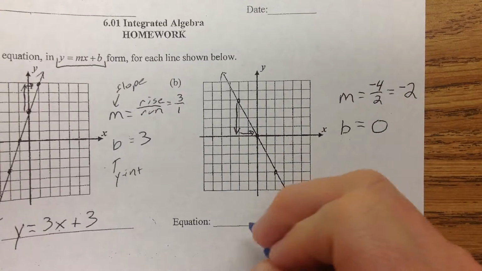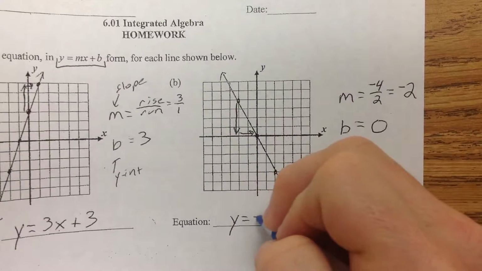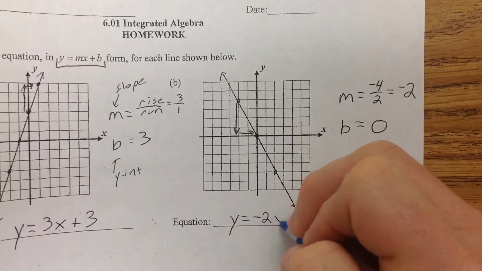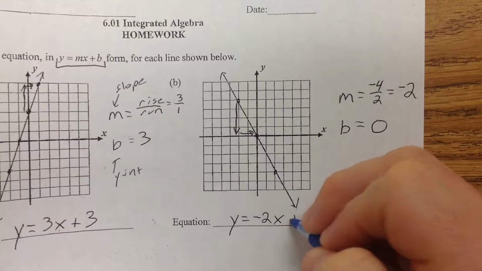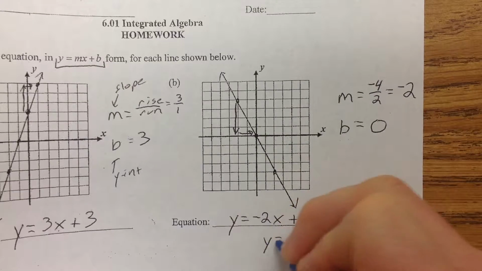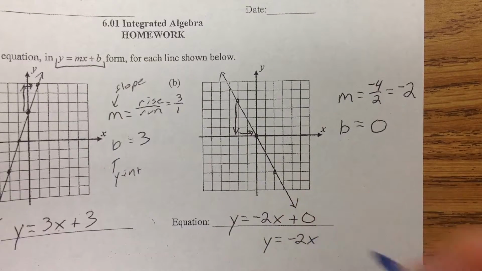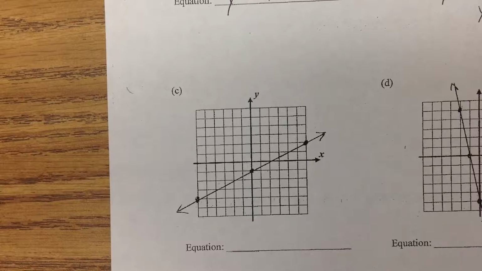So I now go and plug these in. Y equals the negative 2 goes in for the m, and then the 0 goes in for the b. So I could write this as negative 2x plus 0, but usually you would just see this as y equals negative 2x. You really wouldn't write the 0 most times. Okay, so let's go to this next one.